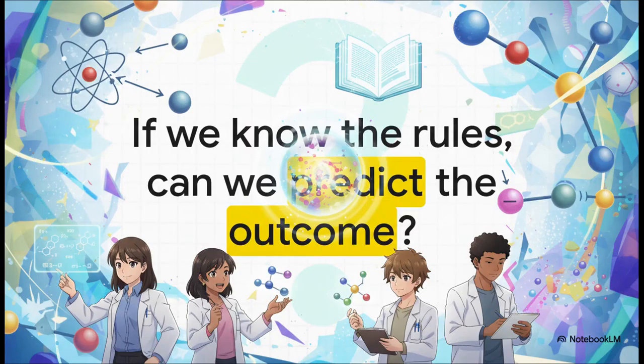Which leaves us with a final, really big thought. We've just decoded the basic rules of the chemical breakup. So if we can understand the conditions and we know the properties of the atoms involved, does that mean we can actually predict and maybe even control the outcome of any chemical reaction? That question, well, that's what drives all of chemistry.